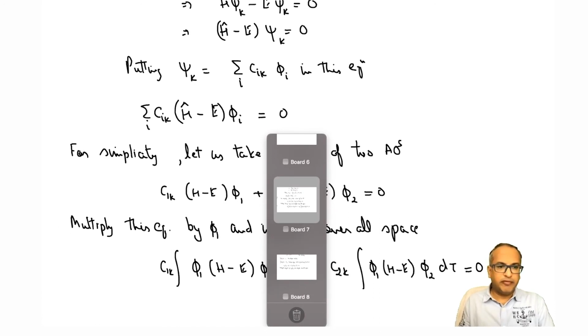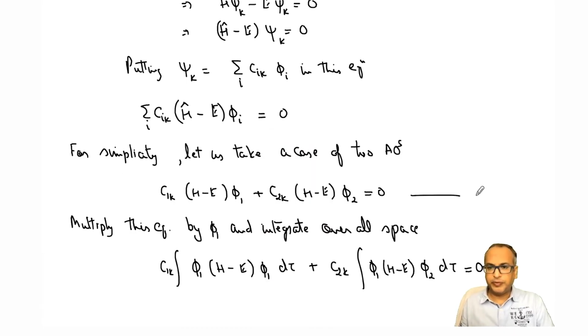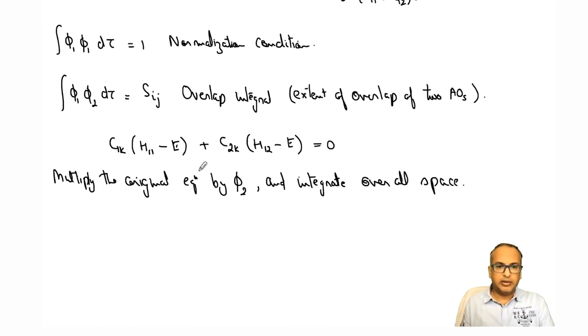So if I give this thing a name, let's call this equation 1. So we have multiplied this equation by phi 1 and integrated over all space. Now next, we are going to multiply equation 1 by phi 2. Instead of the original equation, I will write this is equation 1, so that it is not confusing.